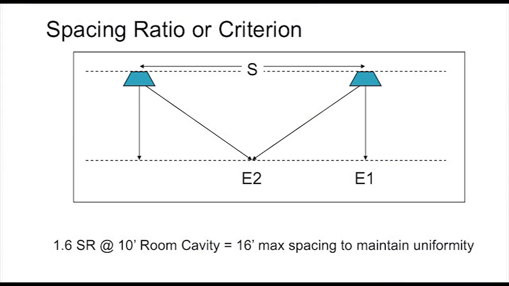Spacing ratio, or spacing criteria, or spacing to mounting height, is the ratio of how far we can space these fixtures or luminaires apart compared to the mounting height. It's given as a number such as 1.6. A lot of people get this confused and don't quite understand it. This 1.6 is just easily a multiplier. You multiply that by the height at which you have them installed, and you will still have uniformity. If we have a 1.6 spacing to mounting height and we have a 10-foot high work plane, we can space these fixtures out 16 feet and still have uniformity throughout the space.